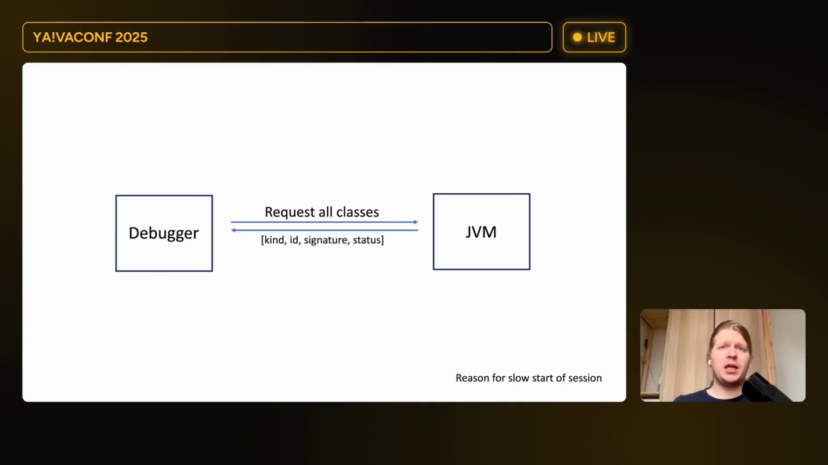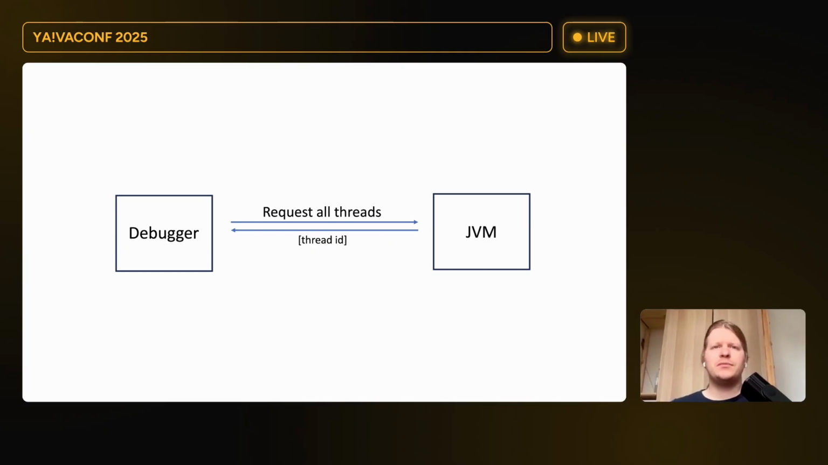And then the debugger in the beginning wants to know all the classes that were already loaded. So the JVM is like, here are some of the classes or interfaces. In our examples here, classes and interfaces are kind of the same in the debugging world, because nowadays, especially with default methods, interfaces are really similar to classes, except for having no fields.